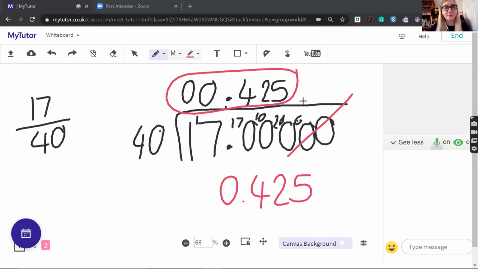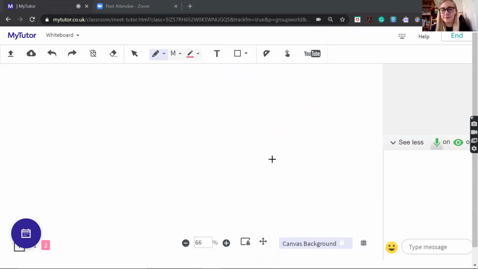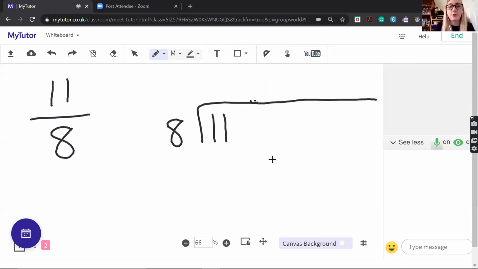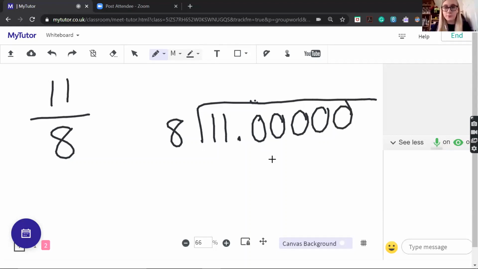We'll do one more, just because I think this is the hardest conversion between any of them. So let's do 11 over 8. So we're going to do 11 divided by 8. And we know that this is going to be horrible, so we're doing 0.00000. Cool. So 8s into 1, don't go. Carry this 1 over. 8s into 11, go once. And then we have 3 left over. And remember, it's really important where that decimal point goes.